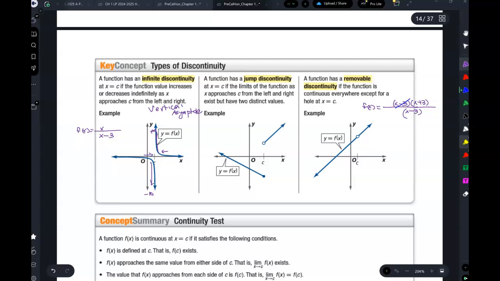So remember, the x minus 3's cancel, so at x equals 3, you have a removable discontinuity. Okay, so these are the three types of discontinuities. Okay, let's talk about the continuity test.